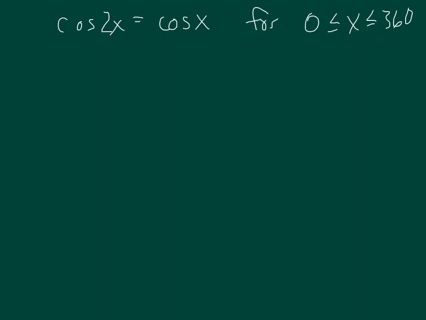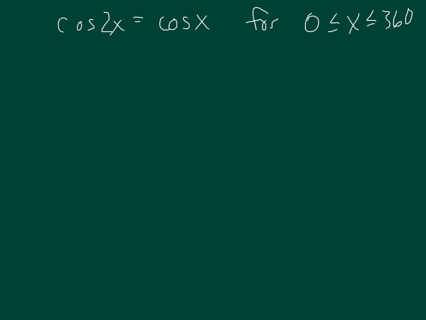Next example, I want to solve cosine 2x equals cosine x for 0 to 360. Now, you might look at this and say, oh, those are the same trig functions. I have a cosine on the left, cosine on the right. But the problem is we're taking the cosine of 2 different things. It's not cosine x equals cosine x, that would be easy. It's cosine 2x equals cosine x. We need to make this thing agree before we can solve. We need to make the argument the same for all the trig functions.